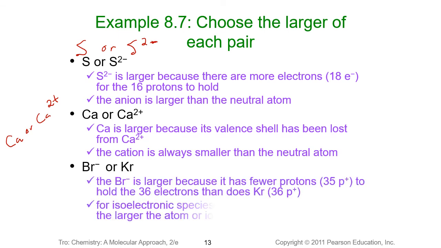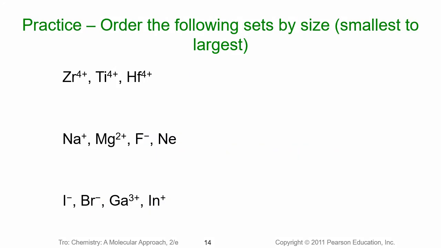What about bromine and krypton? Well, bromine is larger because it has fewer protons but the same number of electrons. The protons cannot hold on to the electrons as effectively, and so our anion is going to be larger than krypton. This is an isoelectronic species. Here's a practice for you. Pause the video to see if you can put the ions in order from smallest to largest.